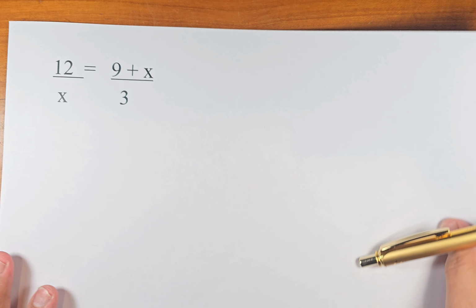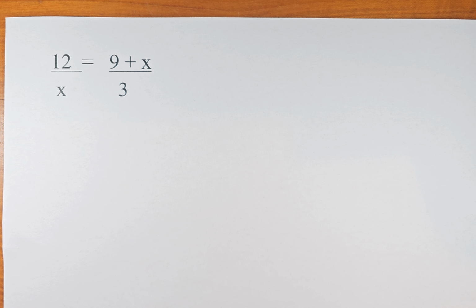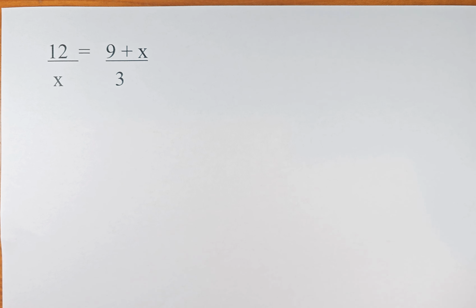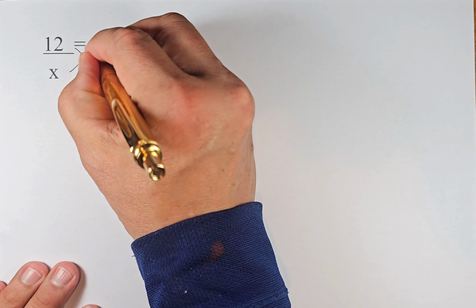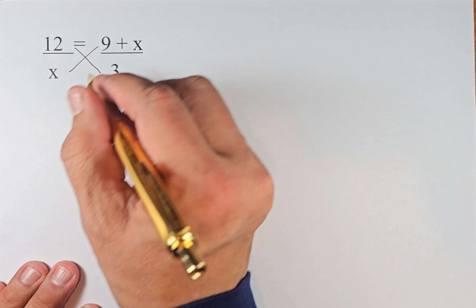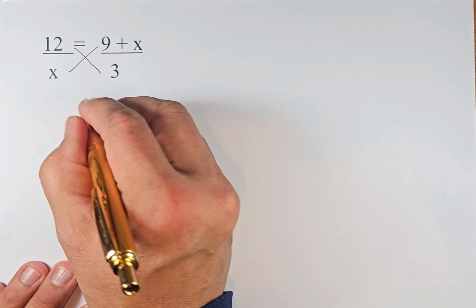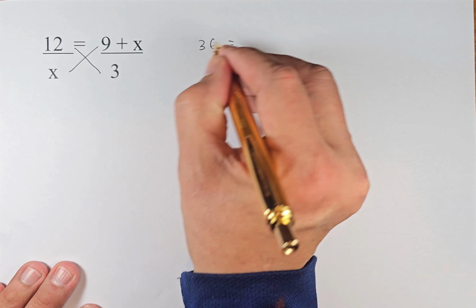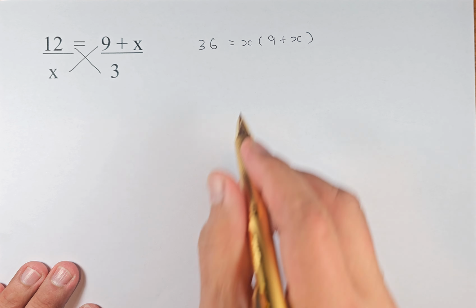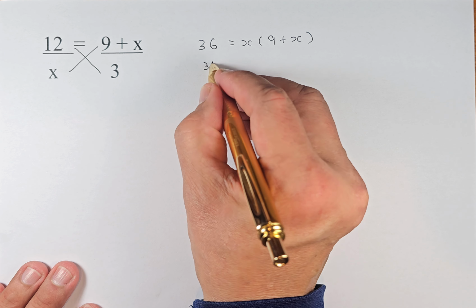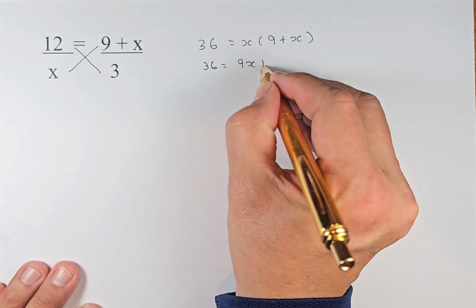The second equation sounds like this. We are going to try to solve this, and it's similar but a little bit different. In this case, the easiest way when you have a fraction equal to a fraction is to cross multiply. Cross multiply, so this goes up, this goes down. So we're going to get 3 times 12, which is 36, equal to x times 9 plus x. And then we're going to expand this part. So 36 is equal to 9x plus x squared.